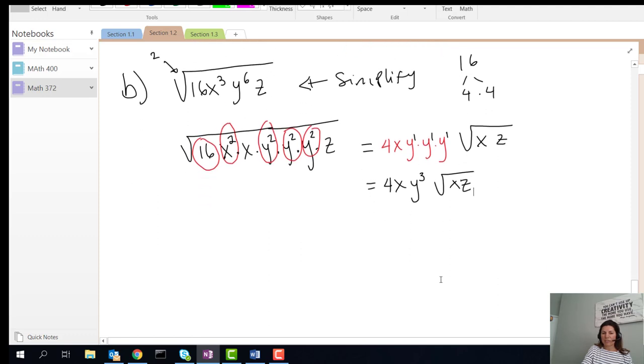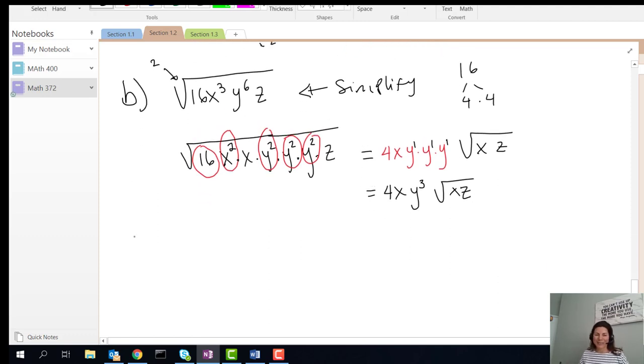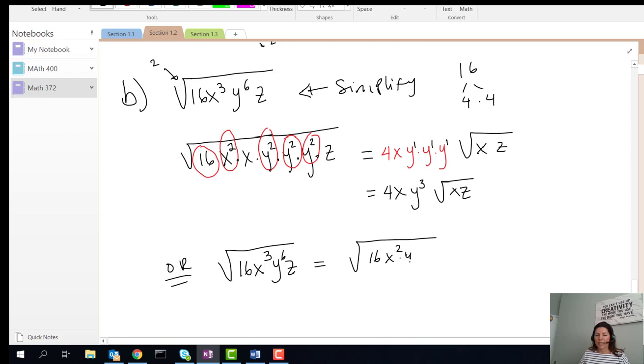And this is sort of like an intermediate way of doing it. There are so many ways that you can do these radicals. A faster way would be if you have 16x cubed y to the 6 and z, you can just write this as 16 x squared x, sorry, and then y to the 6. 6 is divisible by 2, so I can just leave it. And so when things come out of the radical, the 16 comes out as a 4 because the square root of 16 is 4.